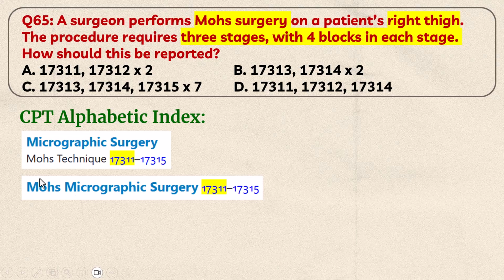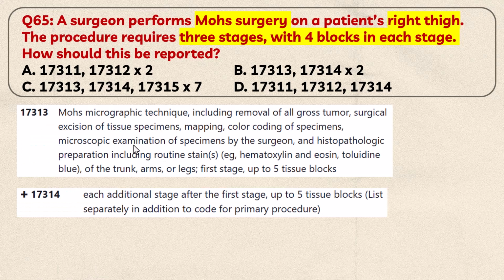Again, go for the Mohs micrographic surgery. It will lead to the same series of code. Let's come back to the tabular list. Once you go to the code, 17313 is trunk, arms, or legs, first stage up to 5 tissue blocks. In our case, it's right thigh.